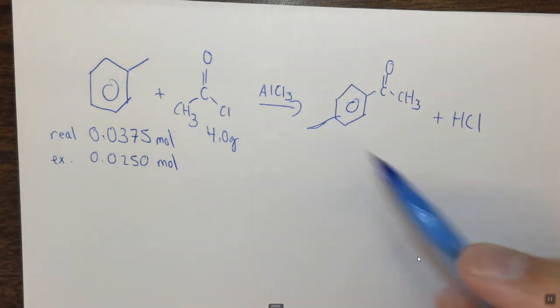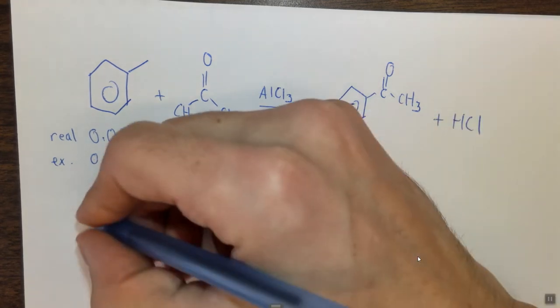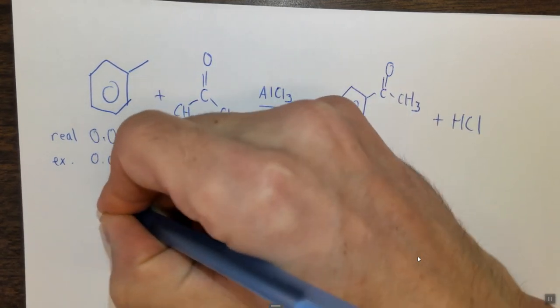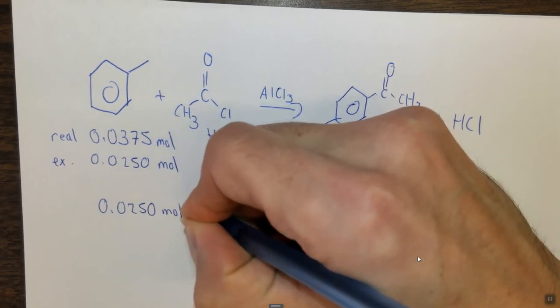So I'm going to do the toluene using the example, 0.0250 moles of toluene.